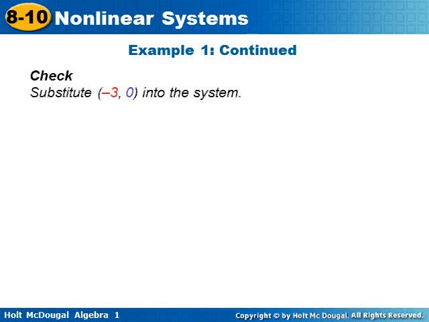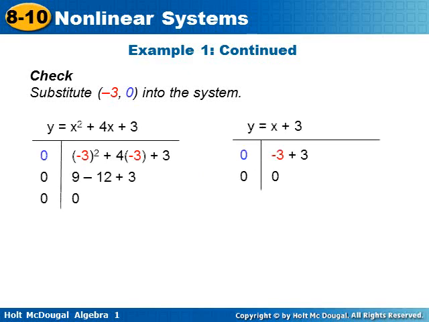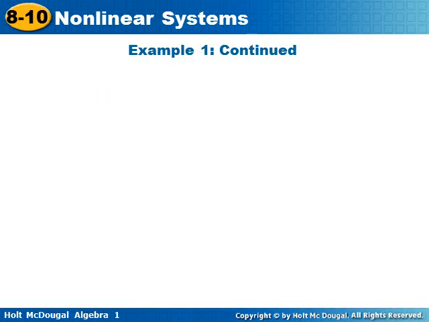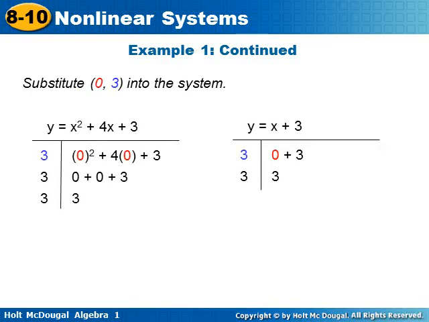To check, you're going to substitute -3, 0 into the system, 0 for y, -3 for x for the quadratic equation, and 0 for y, -3 for x in the linear equation. And we get 0 equals 0 and 0 equals 0. So we know that is a solution of the system. Then we're going to substitute 0, 3 into the system, 3 for y and 0 for x in the quadratic equation, and 3 for y and 0 for x in the linear equation. And we get 3 equals 3 and 3 equals 3, so we know that's also another solution to the system.